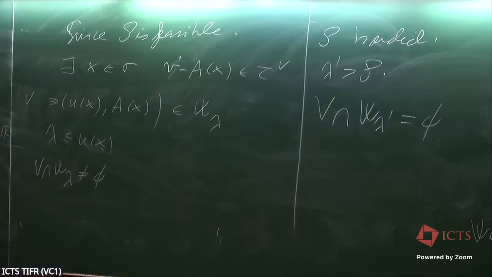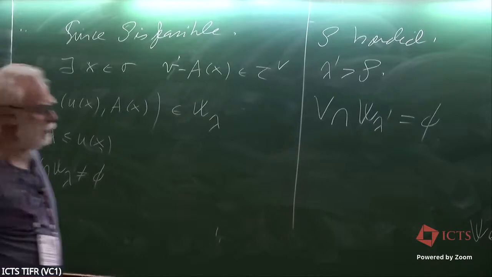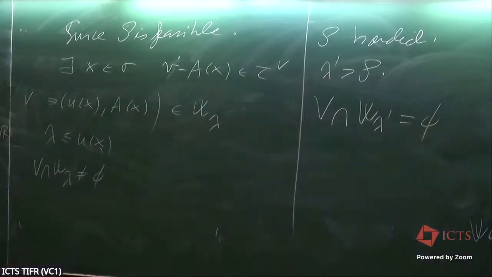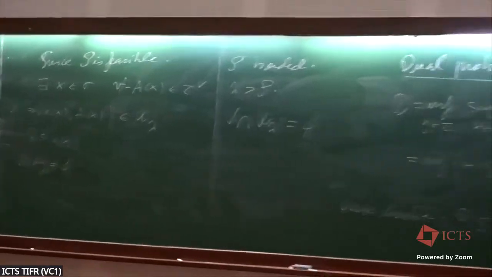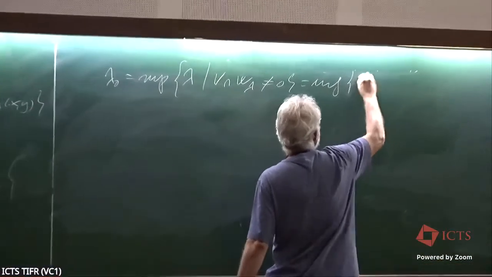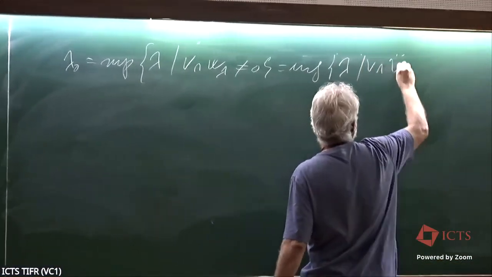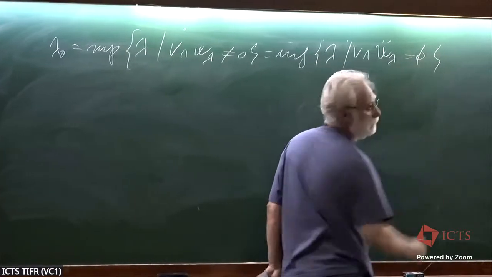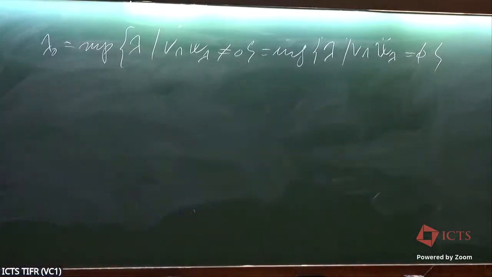And of course, there will be a point, lambda 0, which is the boundary point where they meet. So let's take this limit point. We take lambda 0 to be the supremum of all the lambdas such that B intersected with W lambda is non-empty, which is the same as the infimum of all the lambdas such that B intersected with W lambda is empty. Okay, and this is the limit point.